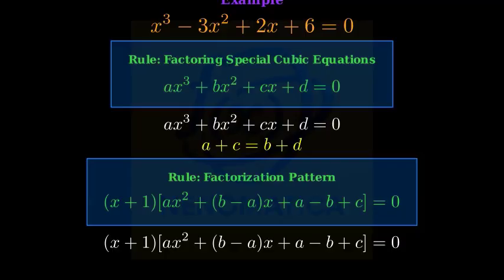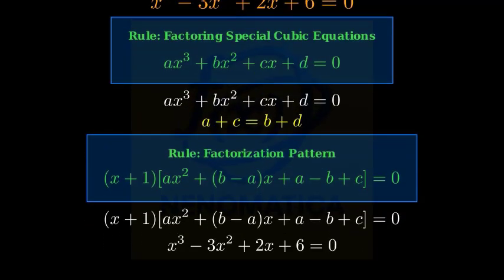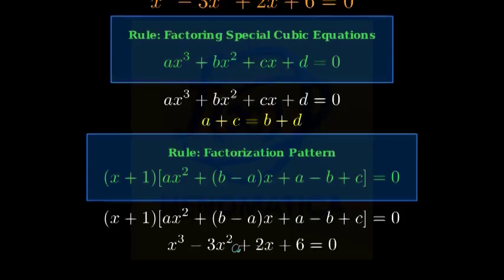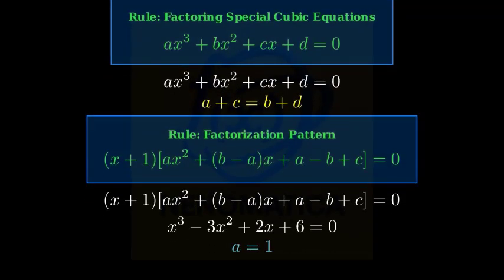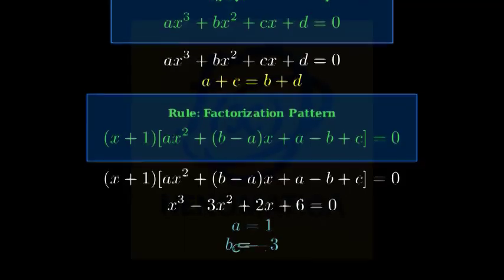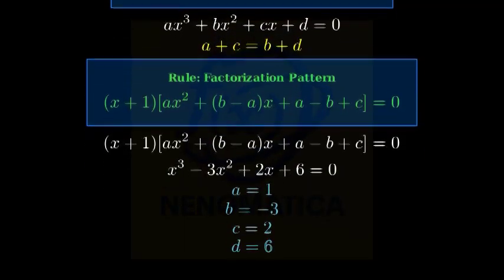Now, let's look at our cubic equation x cubed minus 3x squared plus 2x plus 6 equals 0. We'll first identify the coefficients. In our equation, a equals 1, b equals -3, c equals 2, and d equals 6.